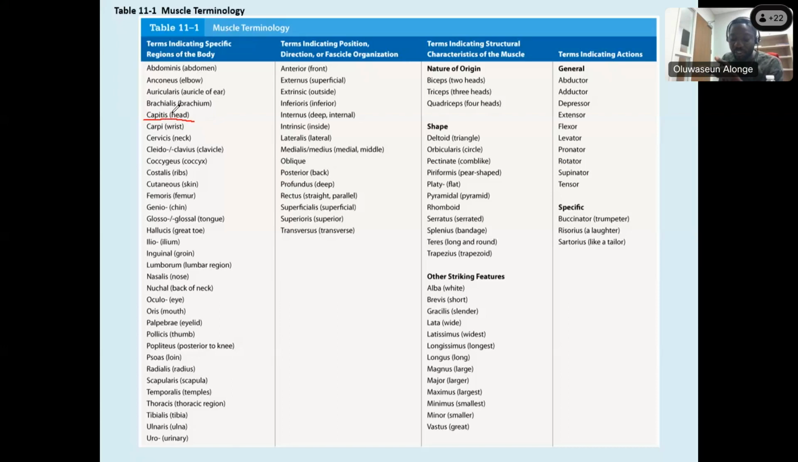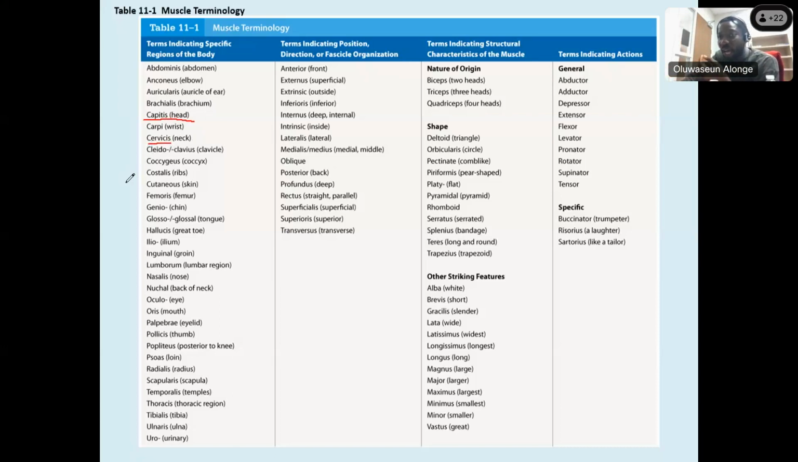So when you say fovea capitis on the femur, fovea is also a depression. Anywhere you see fovea, it means a little depression. So fovea capitis means a depression on the head of the femur. So that's the name fovea capitis.